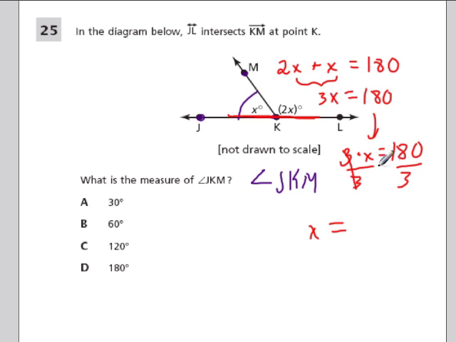And that makes sense, right? If 3 times something is 180, then 180 divided by 3 would have to give you the missing number, and that here is 60, because 180 divided by 3 is 60 degrees. So X right here is 60.